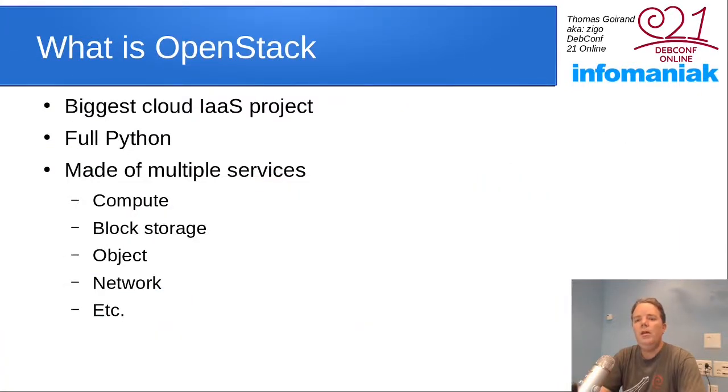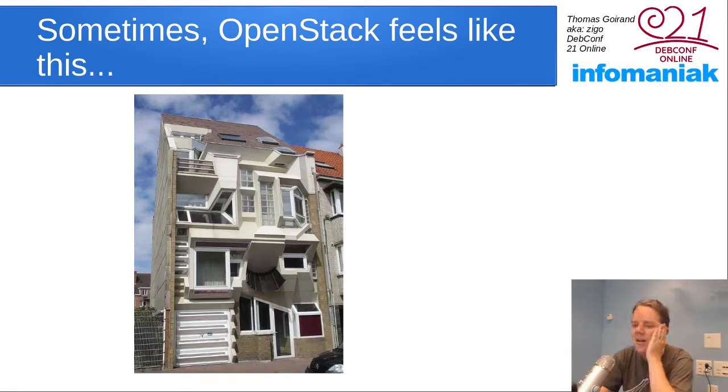For those who don't know, OpenStack is the biggest cloud, as in infrastructure as a service. It means that you just take a bunch of computers together and on it you are able, through an API, to spawn virtual machines. It's written fully in Python, and it's composed of multiple services, the one responsible for compute, starting VMs, one responsible for block storage, which is called Cinder, another service called Swift is responsible for object store, Neutron takes care of networking, and so on and so on. Sometimes OpenStack feels a little bit like this, like not so easy, and the result is probably not what we would expect from a big suit.